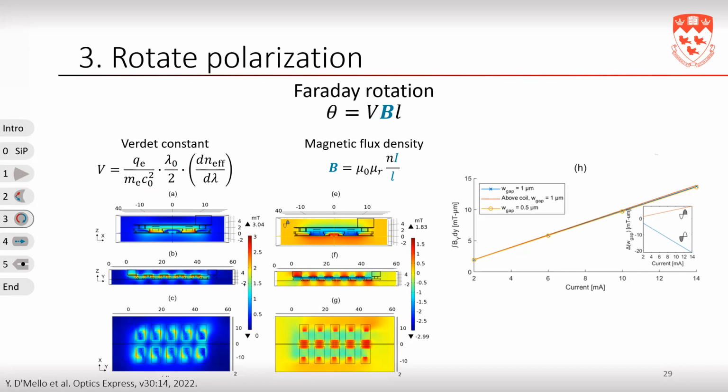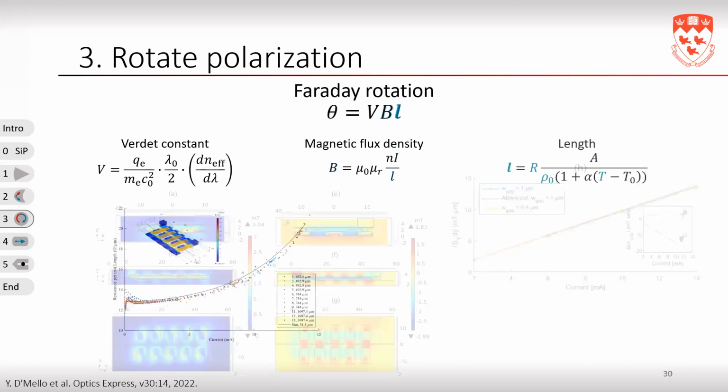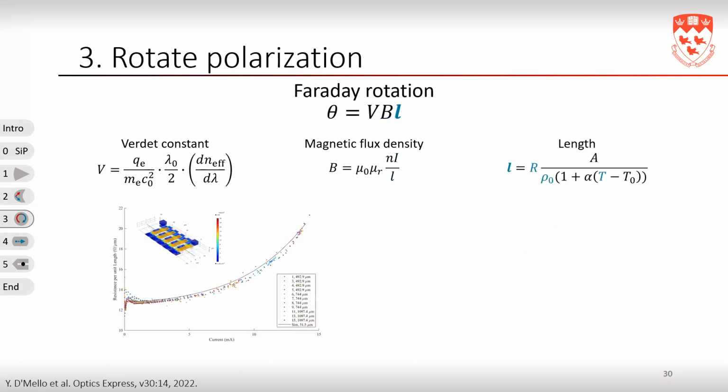And so I characterized the electric coil to see how much rotation it produced, and found a linear response with magnetic flux density. However, the resistance per unit length increased exponentially with the current passing through the coil. And that was because of its resistive heating. Essentially, as more current passed through, the coil increased in temperature until it eventually shorted.